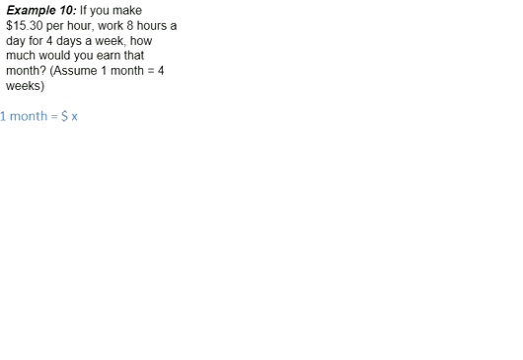Looking at the other relationships they give us, we make $15.30 for 1 hour. We work 8 hours in 1 day. We work for 4 days in every week. And we know that 1 month is equal to 4 weeks. Now looking at these, we can't really use these as is. I mean, this first one seems okay, but we have 8 hours as 1 day. Well, really there's 24 hours in a day, right?